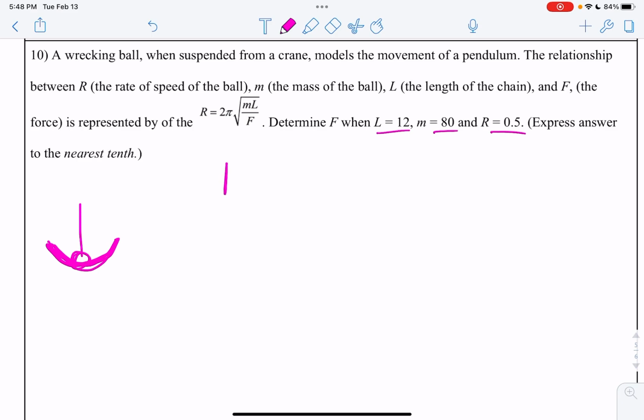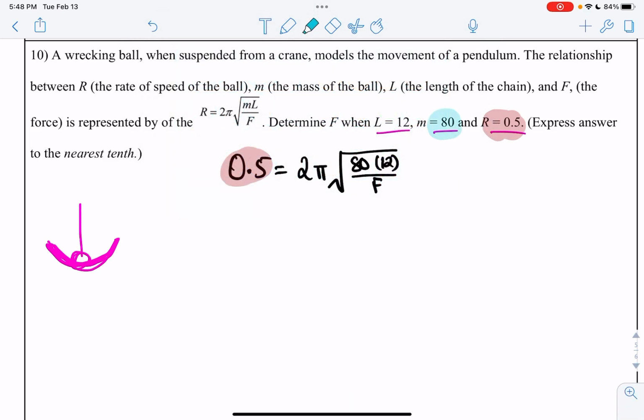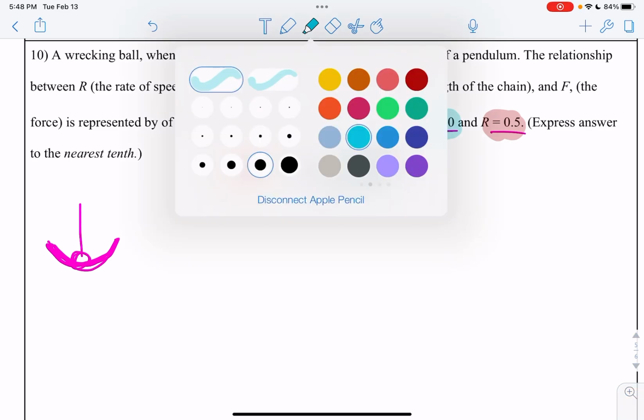So let's see. We know the value of r, so we're going to substitute that with 0.5 is equal to 2 pi radical, m is 80, L is 12 over F. I just use these specific numbers given to me already to substitute.